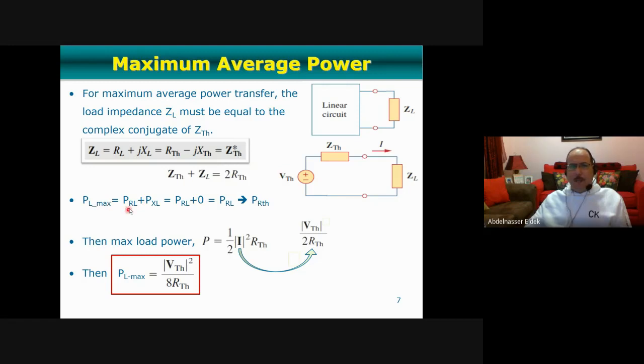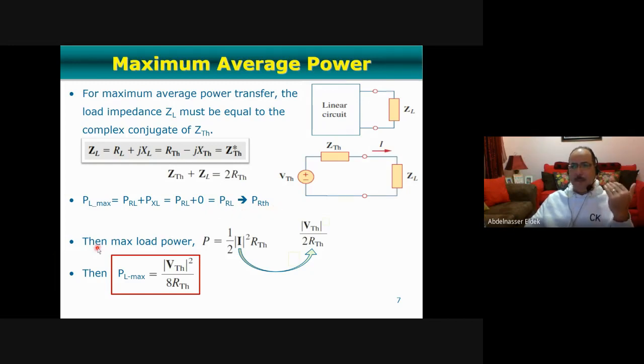Actually it is the power in the ZL, which is the conjugate of Zth. It is divided between the real and imaginary parts, so it will be PRL plus PXL. And you know that the XL part will be 0. Why? Because it is either a capacitor or an inductor, so it will have no power. So the total power will be PRL, which is the same as PRth.